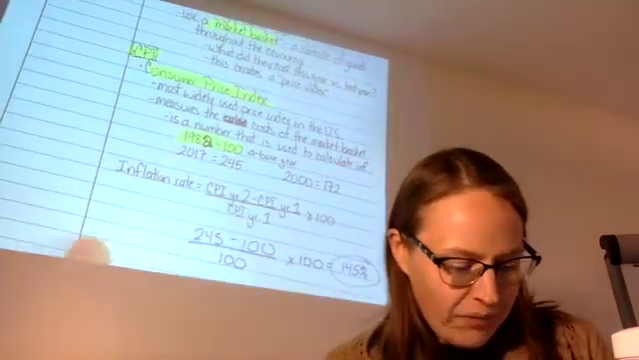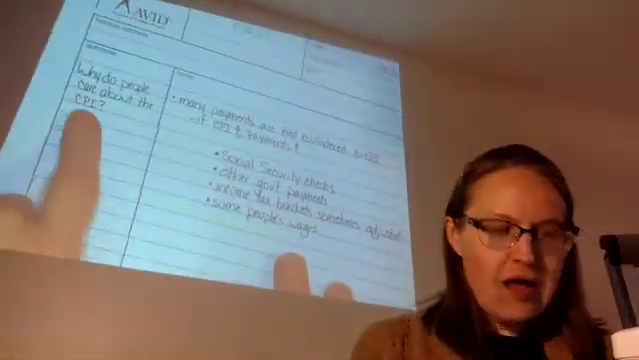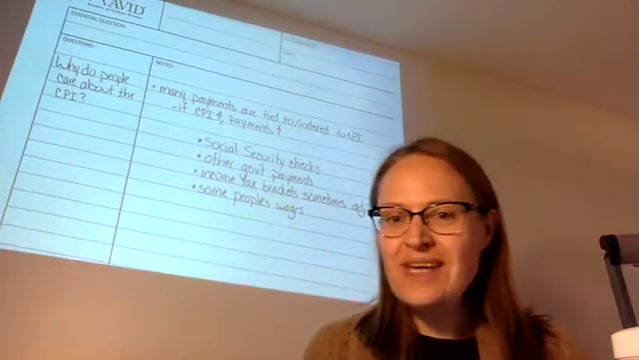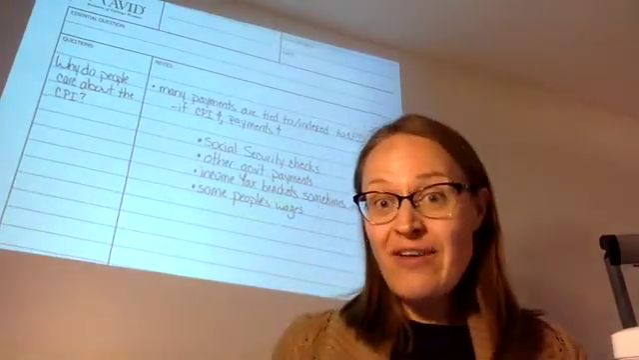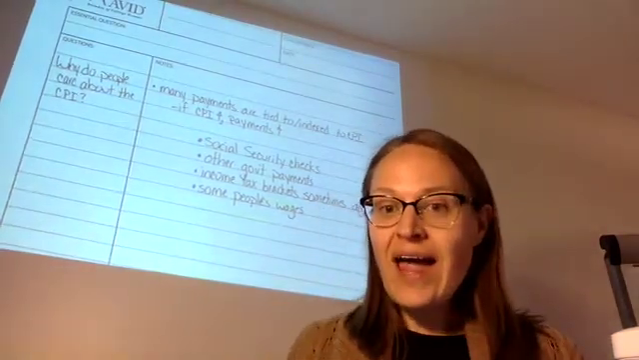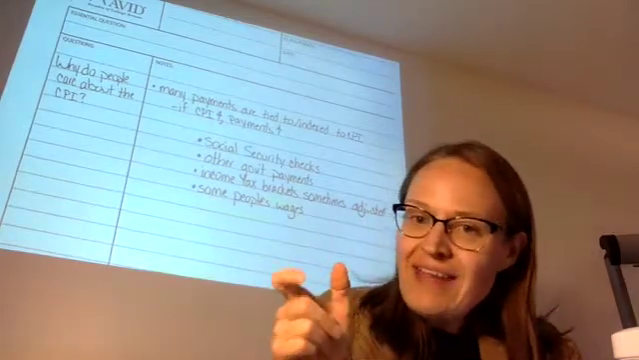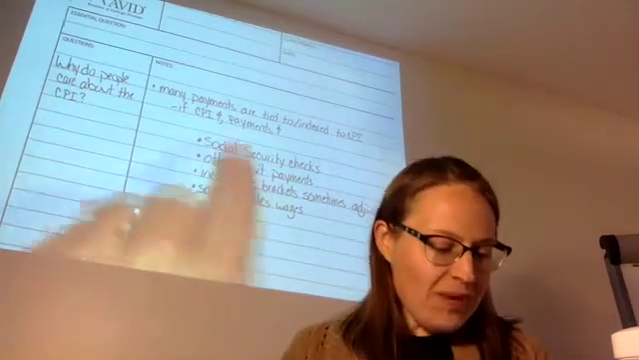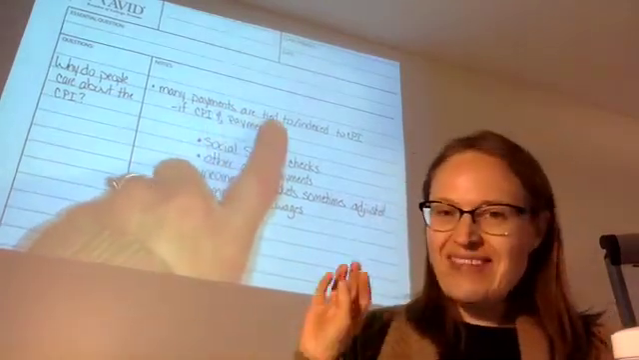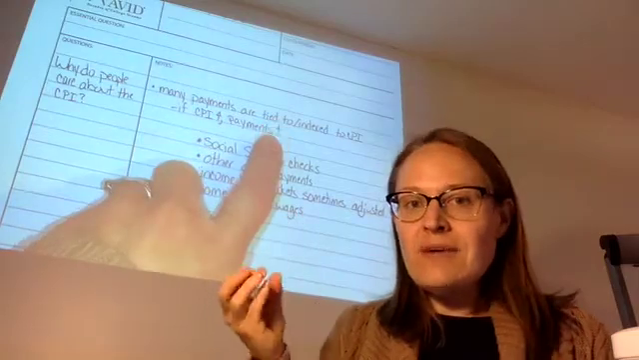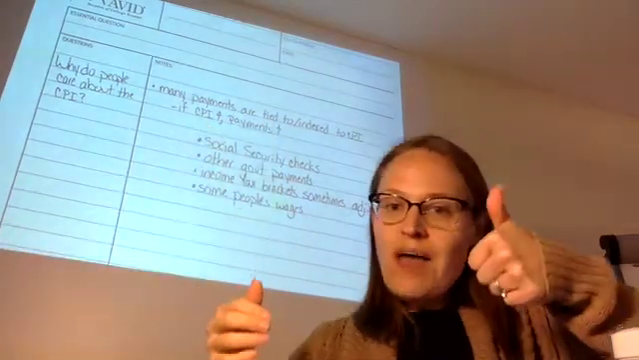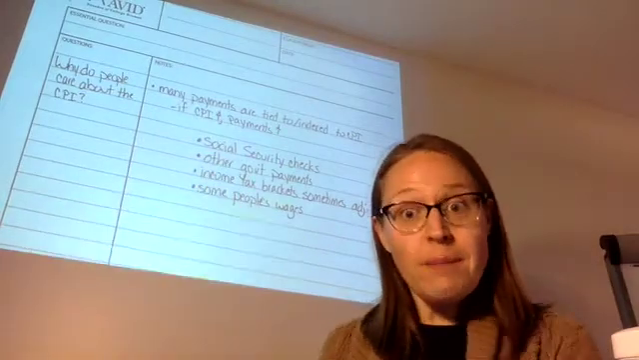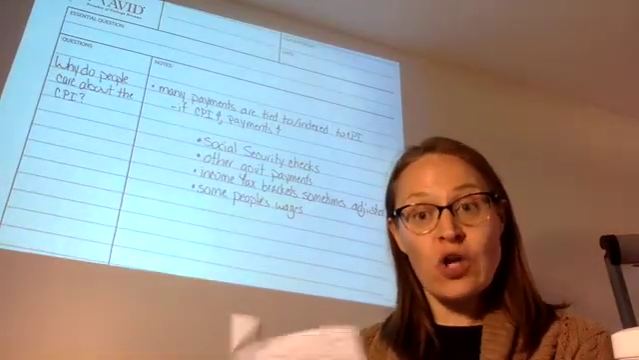All right. So here we go. Why do people care about inflation? Why do they care about the CPI? The government puts a lot of effort into figuring out the CPI, and then using the CPI, they can figure out the inflation rate. Well, why? Because many payments are tied to, or indexed to, the CPI. If the CPI goes up, payments go up, meaning that maybe people's Social Security checks will go up.